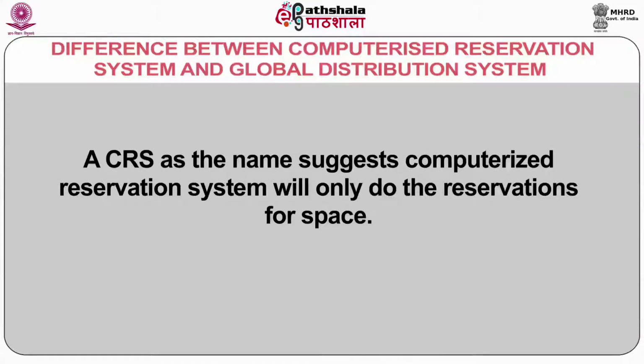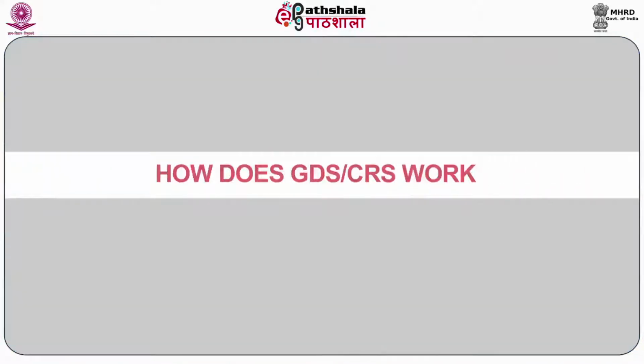A CRS, as the name suggests, computerized reservation system, will only do the reservations for space. One can see space and book the cargo along with the use of an airway bill. A global distribution system or GDS will provide information besides the reservation aspect. It will help to provide prioritization, book, plan, prepare reports, manifest, provide accounting tools, manage customer relations and accounts, and many such sundry work. Now the question arises: how does GDS or the CRS work?